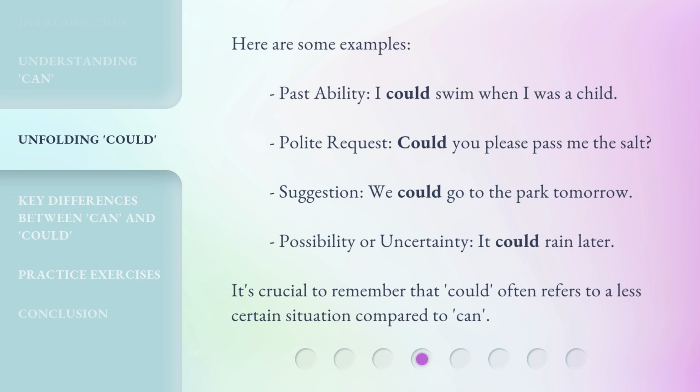Here are some examples. Past ability: I could swim when I was a child. Polite request: could you please pass me the salt? Suggestion: we could go to the park tomorrow. Possibility or uncertainty: it could rain later. It's crucial to remember that could often refers to a less certain situation compared to can.